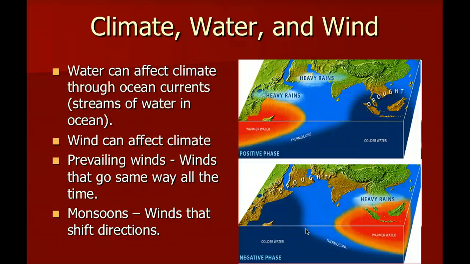Climate, water, and wind. Water has a major impact on the way that weather patterns happen. It can affect climate overall. There are different things called prevailing winds. Those are winds that always go in the same direction, like the jet stream across the United States, which just about always goes from west to east with some variation. And then there are monsoons that shift in different directions. That just depends upon how the water heats up and how it affects the direction that the clouds go.